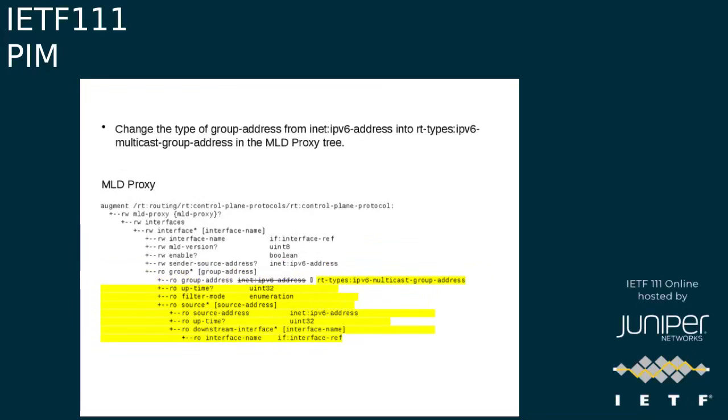Similarly, we also changed the type of group address from IPv6 address into IPv6 multicast group address in the MLD proxy tree. This new type is also used in the MLD YANG model. Okay, and next, please.